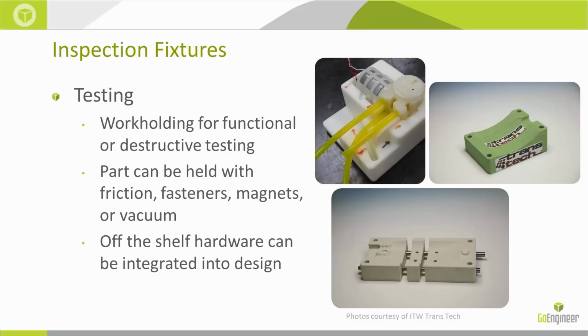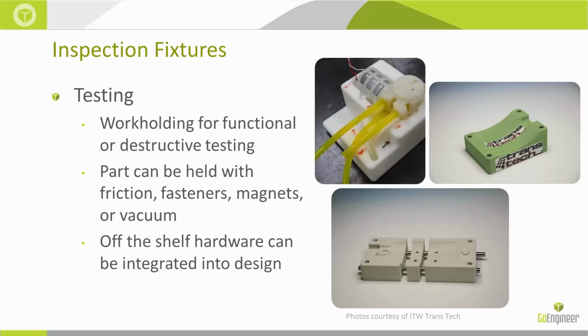All right, so the parts can be held to the fixtures either with friction or, in the case of the top left, just gravity because it's just sitting on top of it. Fasteners, screws and bolts. Magnets, like I just mentioned, and also a vacuum. So the example on the top right came from a company called ITW Transtech, and that's a vacuum holding fixture. It holds a clear lens that is placed on that 3D printed part, and then they pull a vacuum underneath it, and it holds the part. I thought that was pretty slick.